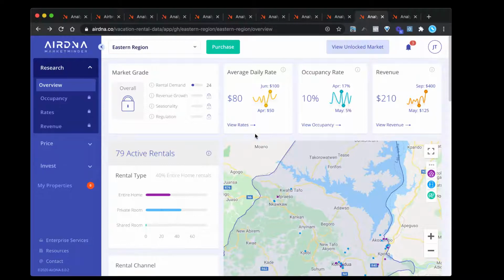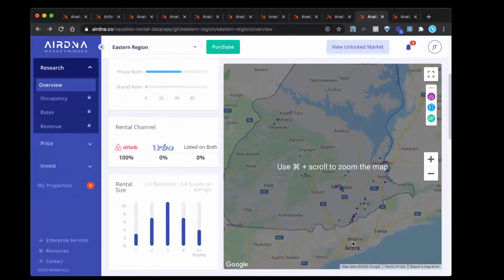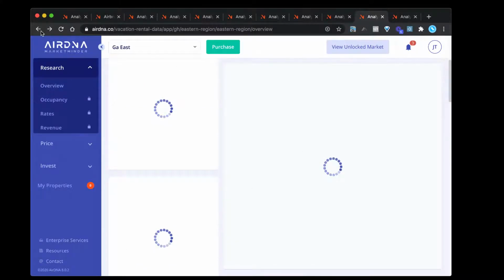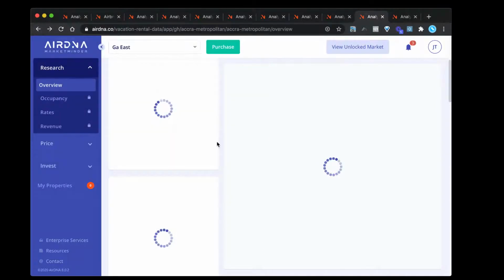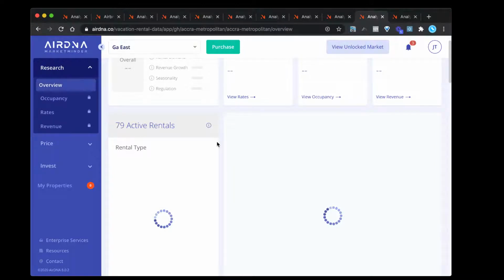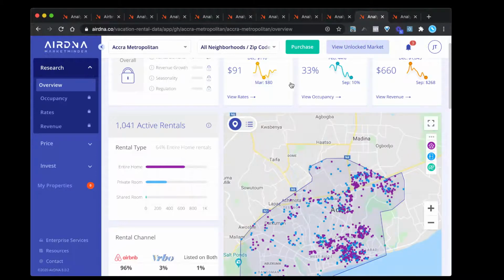Now here we have Accra. Funny enough, I actually want to go into Accra Center. I think I chose Eastern region here, but I want to go right into Accra Center, not Ghana East. Let me just go back, I was looking at Eastern Accra Metropolitan. Okay, let's go right back to Accra Metropolitan, and you'll see again the differences that arise. Okay, then I think finally we'll probably take a look at another city.